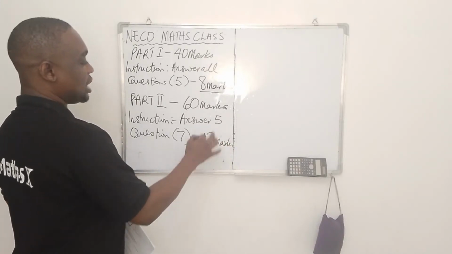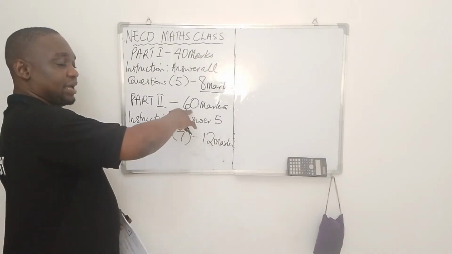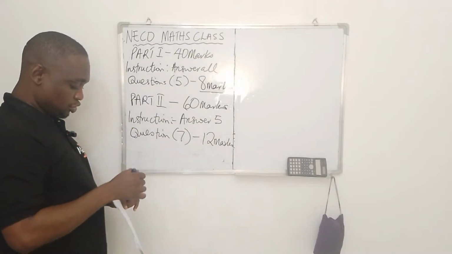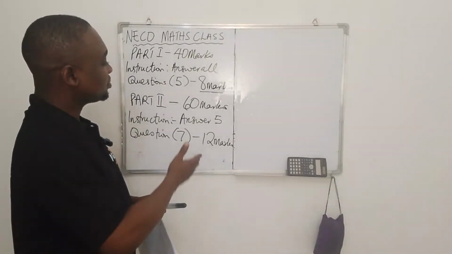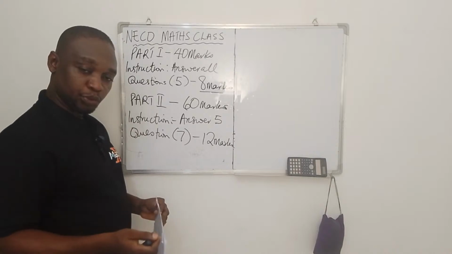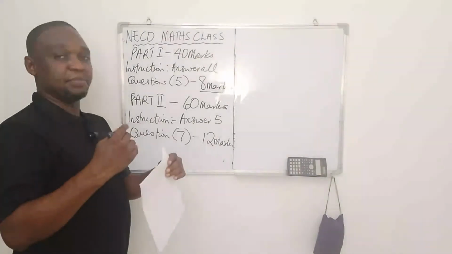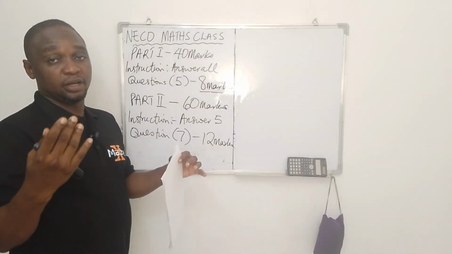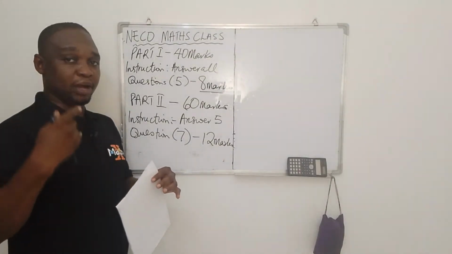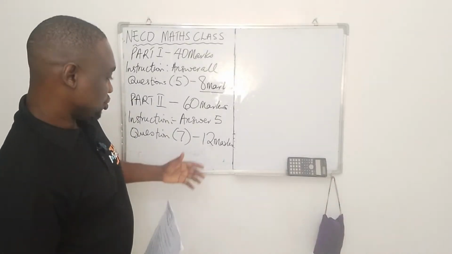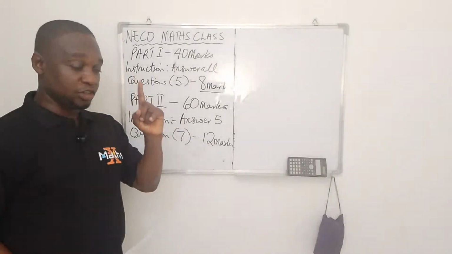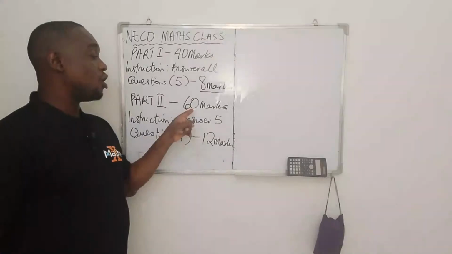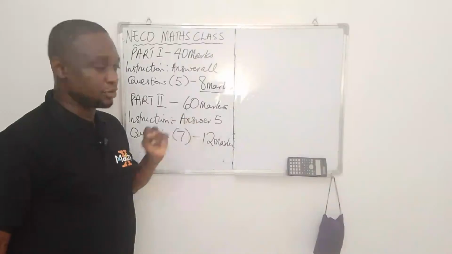How do I know? You have to answer 5. 60 divided by 5 is 12. So each question you answer in section 2 is 12 marks. Maybe it has A, B, and C, so maybe each of the options A, B, and C will be 4 marks. So that's what you are going for. You have 12 marks each question in section B. Altogether, in part 2, you have 60 marks.